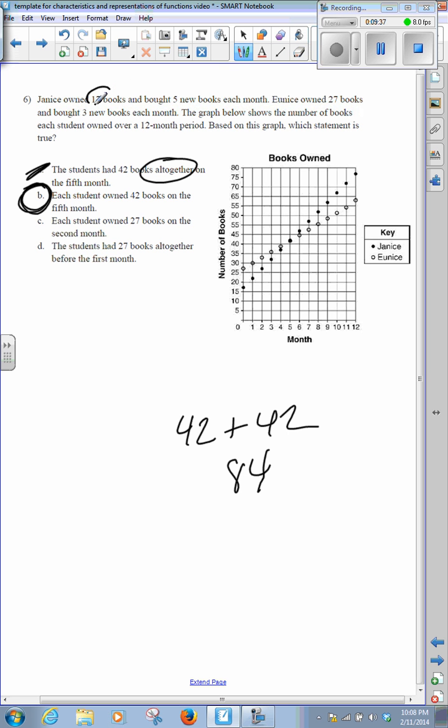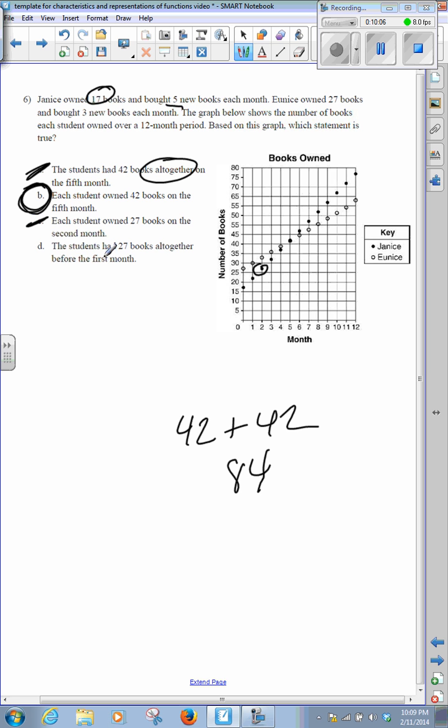Okay, Janice owns 17 and then bought 5 each month. So right here it's showing Janice, and every month it's going up by 5. So that by the time she gets up here to the 5th month, she's got 42. So she's got 42 all by herself, which means it couldn't have been A. Okay, for C, each student owned 27 on the 2nd month. If you go up to the second month, now one of them has 27, but the other one has like 30 something, so that's not right.